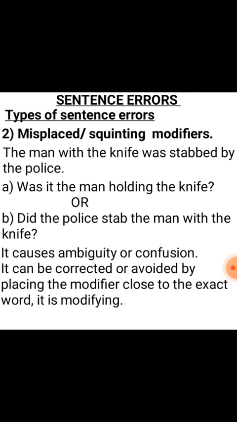Just listen to this. It is really a nice house. It is a really nice house. Which one do you think is correct?